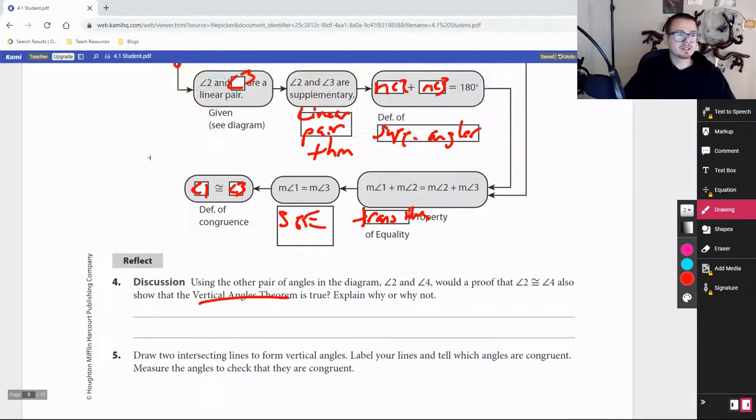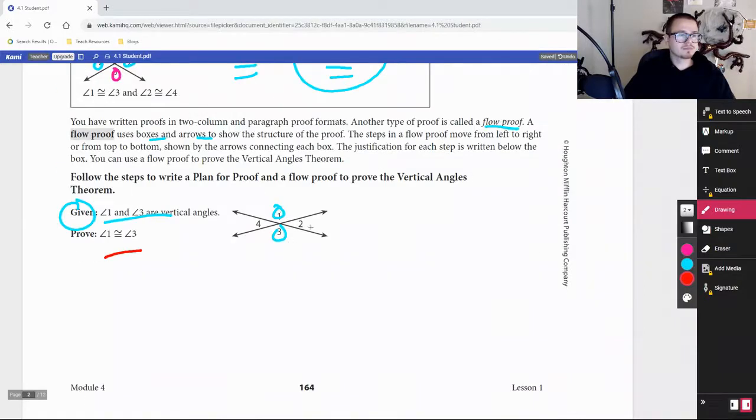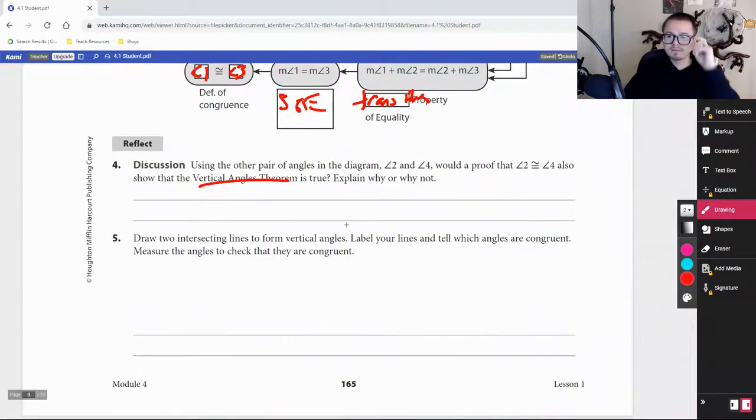Well, let's take a look real quick. What do you think? Well, if they're opposite angles, then they would be congruent. So it would work, because it doesn't matter which pair of vertical angles you use. You have the top down and the side down. You can use similar statements, similar reasons. You got to make sure you're using the angles that make sense.